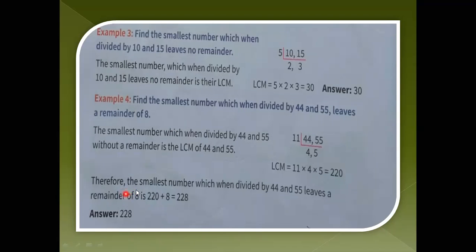Therefore, the smallest number which when divided by 44 and 55 leaves a remainder of 8. Before, in HCF, we subtracted the remainder from the numbers given. Here, for the LCM you got, since it leaves a remainder, you have to add this 8. So 220 plus 8 gives us 228. So the answer will be 228.